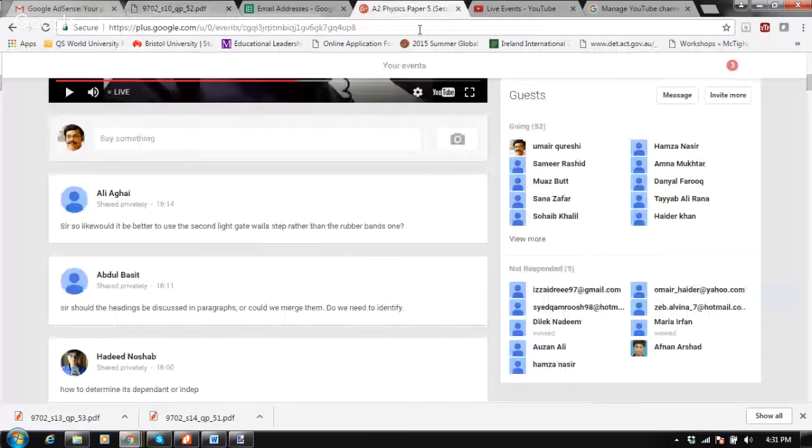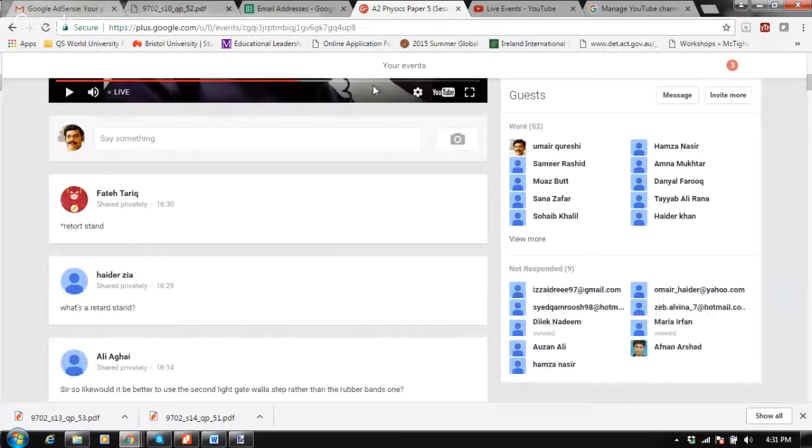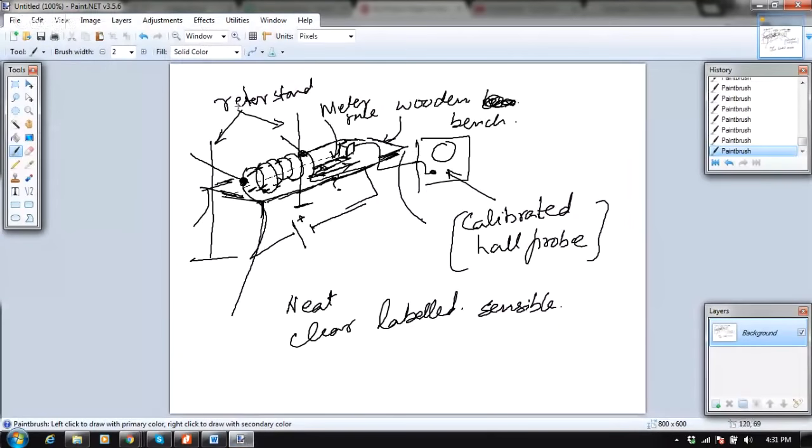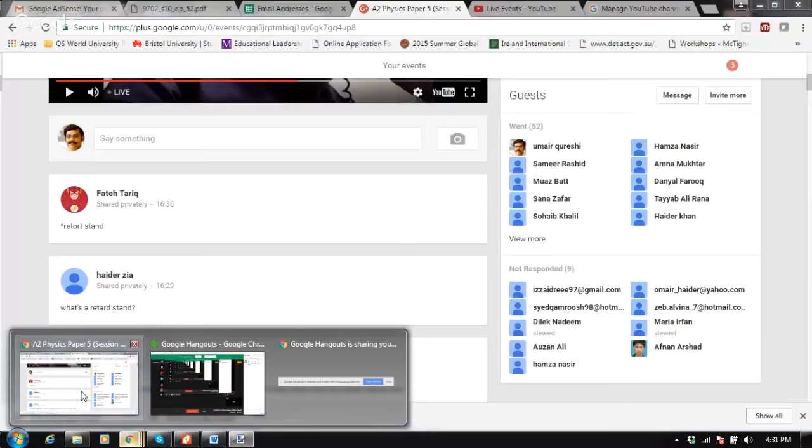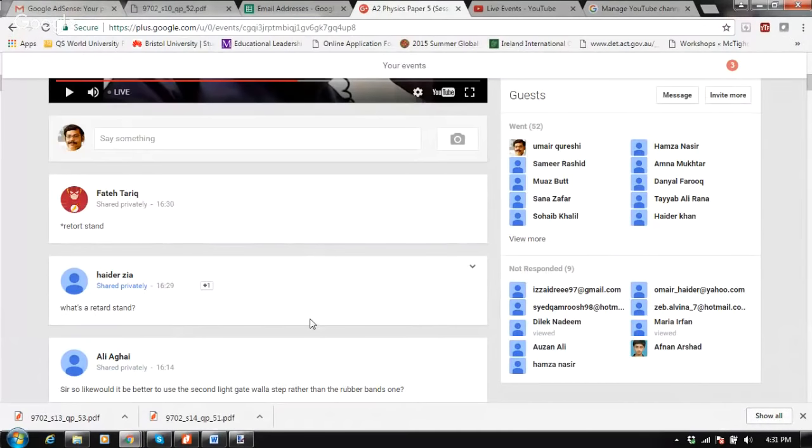So making a diagram is again, retort stands, not retort stand. I'm sorry. It's a retort. If I make a correction. Okay. So I'm talking about retort stand and the clamp and the boss. Yeah. I don't have any other question. But thank you for the correction.